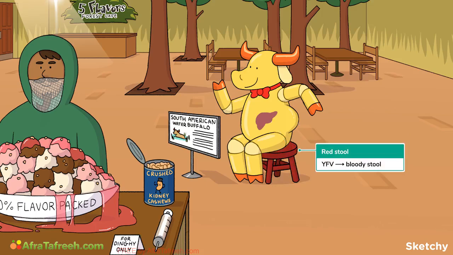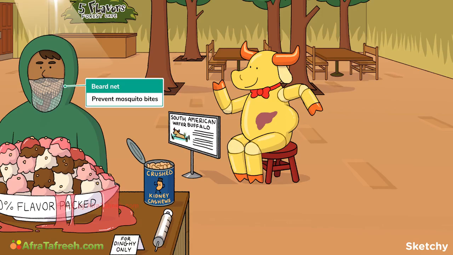A red stool. Look familiar? Think back to our other sketchy lessons. It's a red stool to represent bloody stool or bloody diarrhea. And actually, in the case of yellow fever, you can also have bloody vomiting. Other signs of disordered bleeding include epistaxis, gingival bleeding, petechiae, and ecchymosis. You may also see low platelet counts and abnormal coagulation studies.